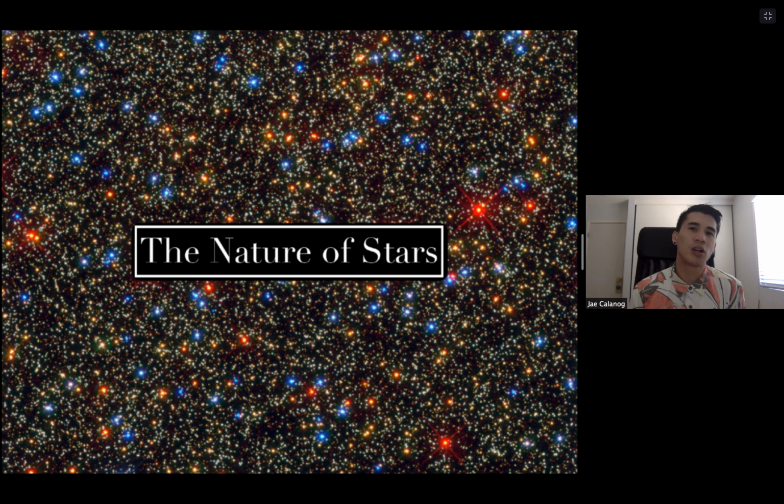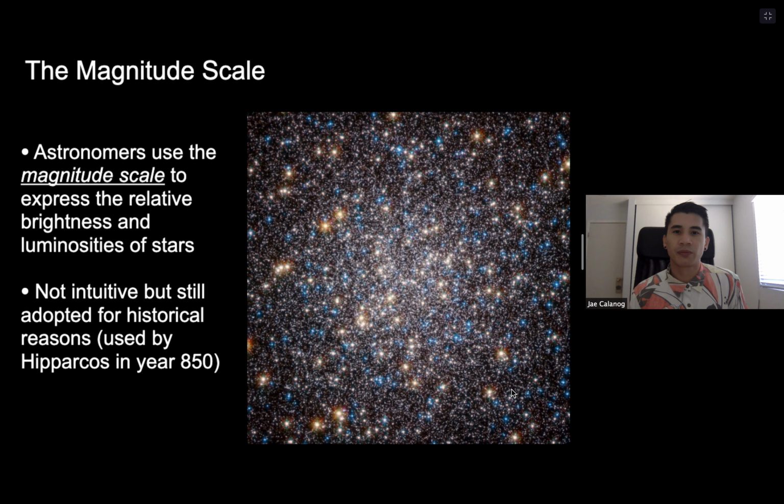So this is going to be part 2 of our lecture series here on the nature of stars. And in this lecture, we're going to be focusing on describing how bright stars are. If you look at this picture here on the right, one thing you'll definitely notice is that the stars have a lot of different colors. You can have red stars, you can have blue stars, or somewhere in between. But we're going to get into that later in terms of what the color tells you.